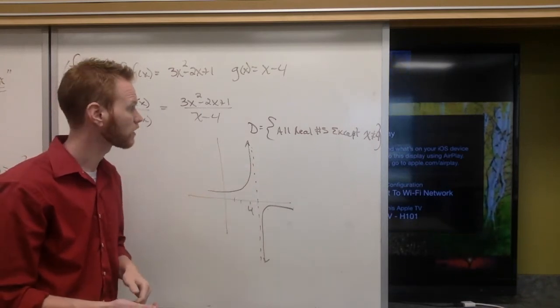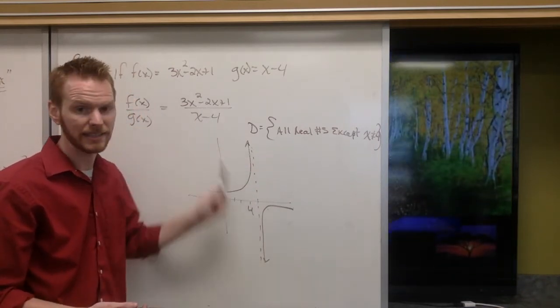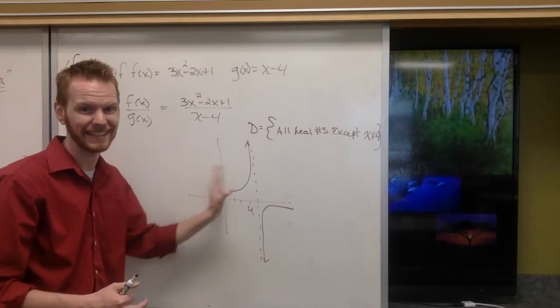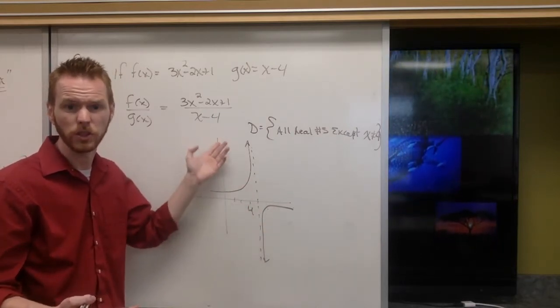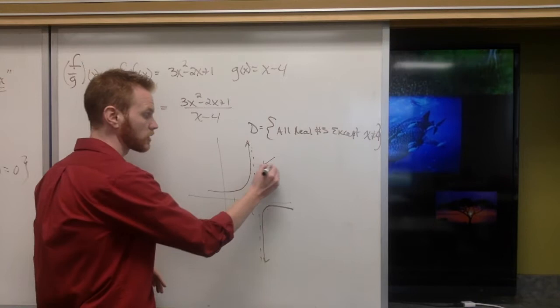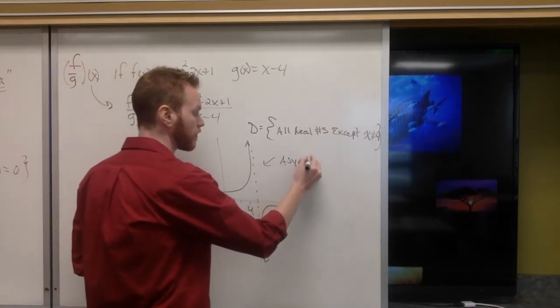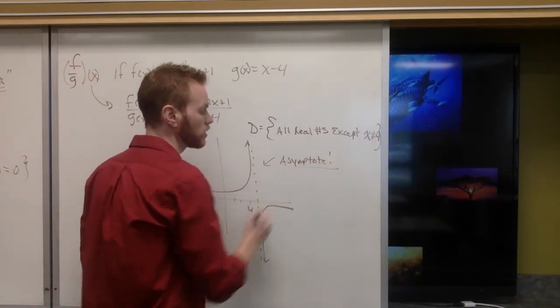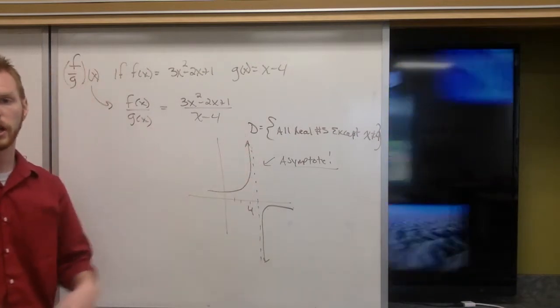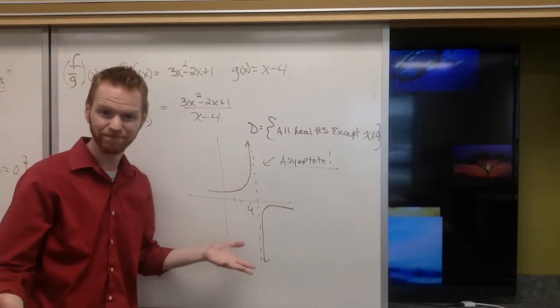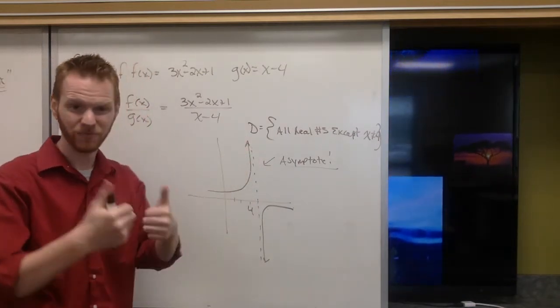Now, is this the graph? No. This is just an example of what the graph could look like when you do have this. We call this an asymptote. Anytime there's a restriction in your domain, it becomes a vertical line, and on the graph, we call it an asymptote. Okay? So far, so good.